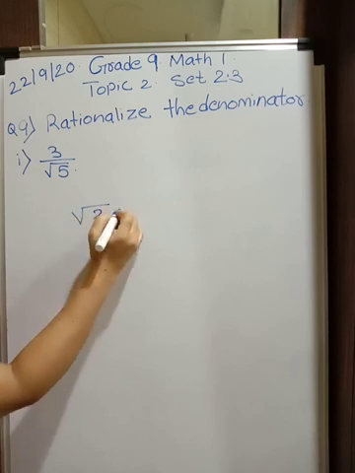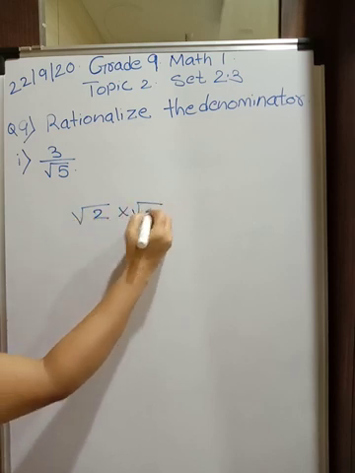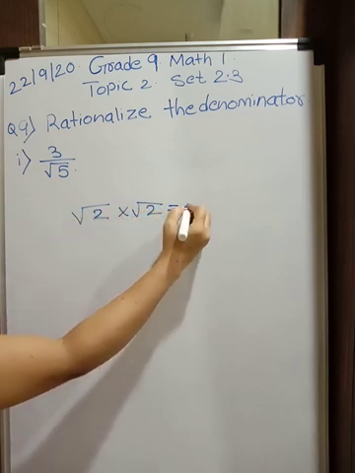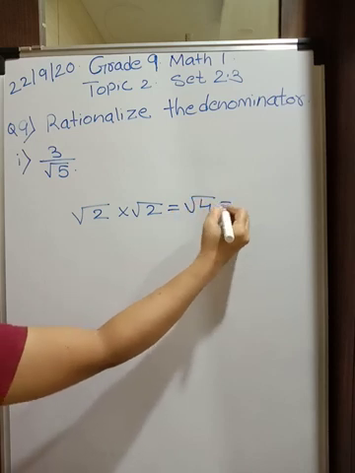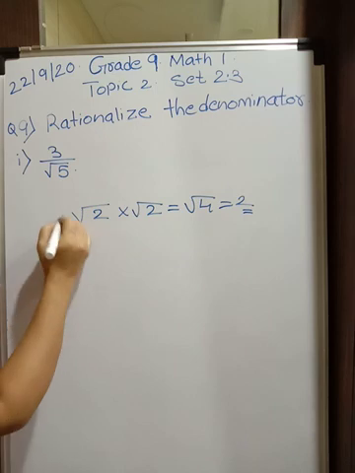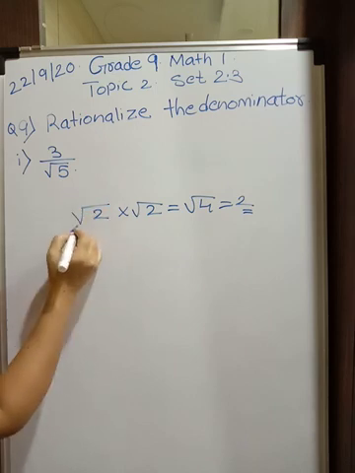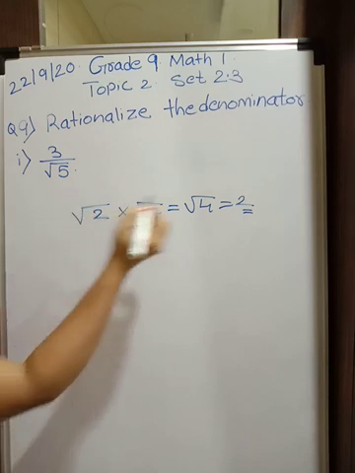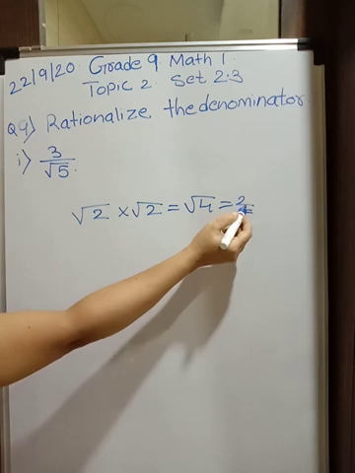Now, if I multiply root 2 with root 2, what do I get? I get the answer root 4, which is equal to 2. Now, this is a rational number. Are you understanding me? This is a surd. The answer of this is irrational. The value of this is irrational. And this is what? A rational number.